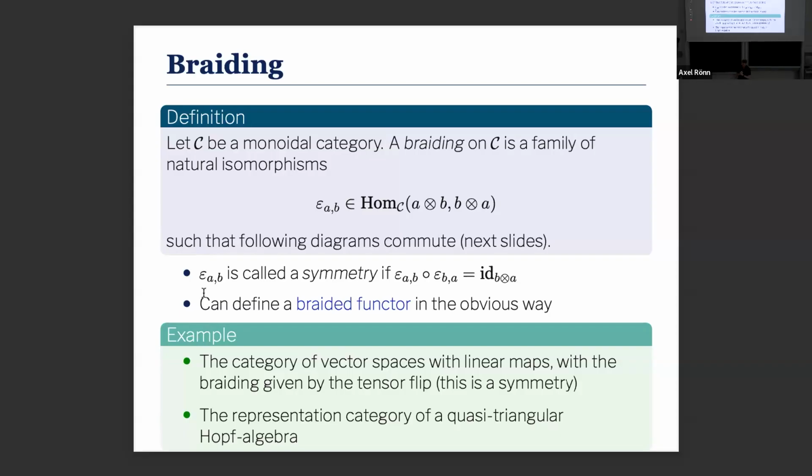Maybe slightly more interesting, and we will see this later: if you take a quasi-triangular Hopf algebra and look at the representation category, using this quasi-triangular property you can define a braiding. I see some people nodding yes here, so I got it right. Good. So this will be sort of the example. But yeah, this is the proper braiding.